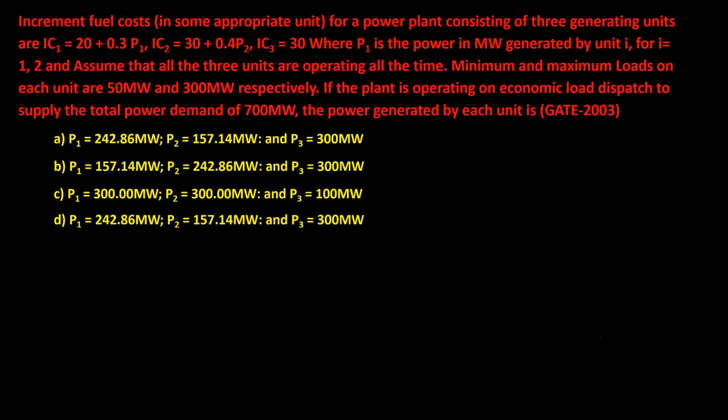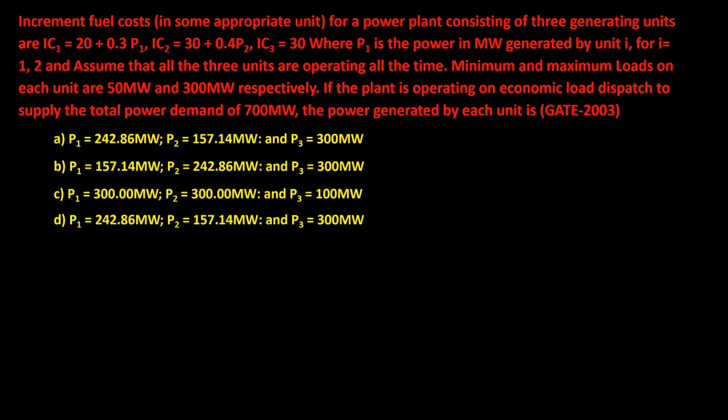Let's take up this question. The incremental fuel costs, so he gave the incremental costs of all 3 units and the limits of generation of all 3 units. Now he's asking what is the economic load scheduling for the given conditions? Understand? Then how to solve this problem?